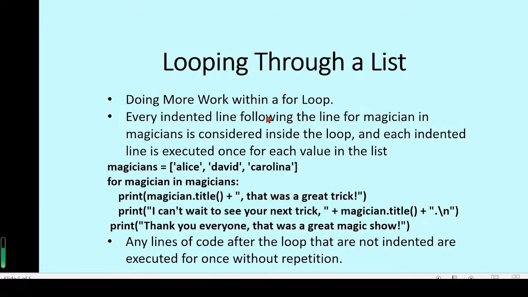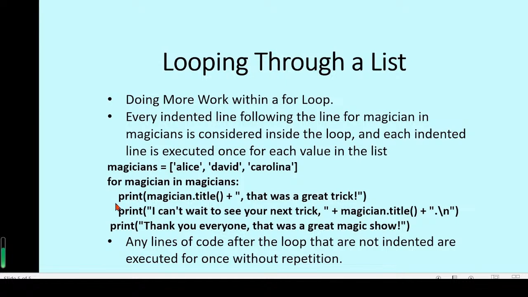Doing more work within a for loop. Every indented line following the line for magician in magicians is considered inside the loop, and each indented line is executed once for every value in the list. For example, this is a magician list. We can write a for loop, for magician in magicians, then these two indented lines are considered inside the for loop.